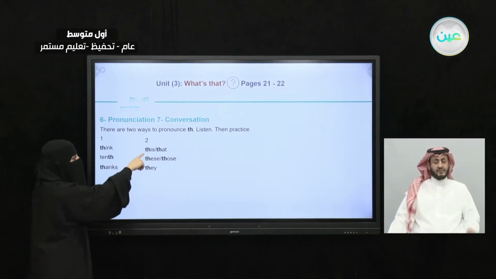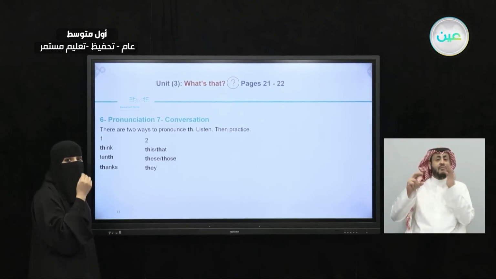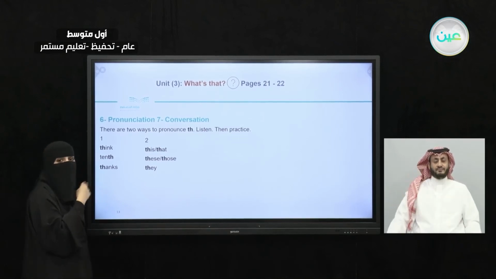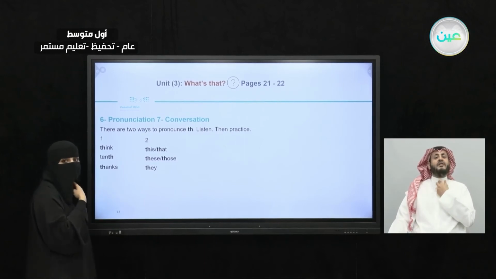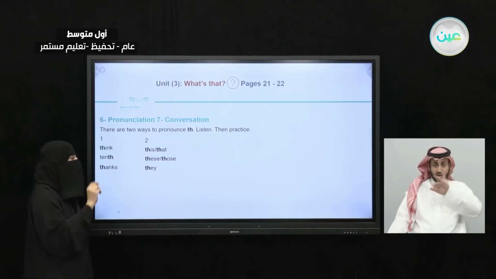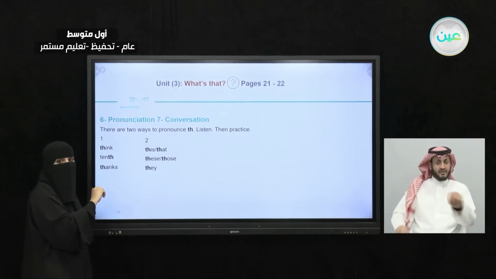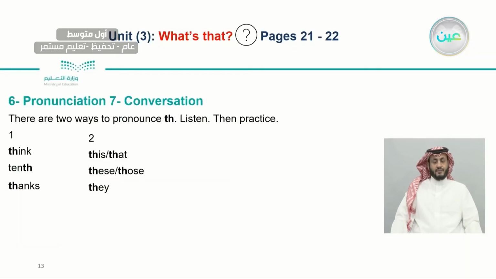Think. While in this word, this, there's no air, but you can feel the vibration, right? This, that. Put two of your fingers just gently on your throat. This and that. Do you feel the vibration? It's a voiced sound. And this is unvoiced sound, like think, tenth, thanks. Okay? This, that, these, those, they. Okay?